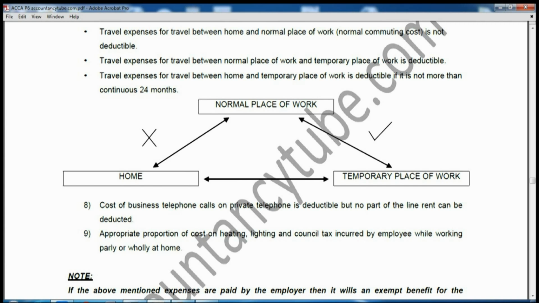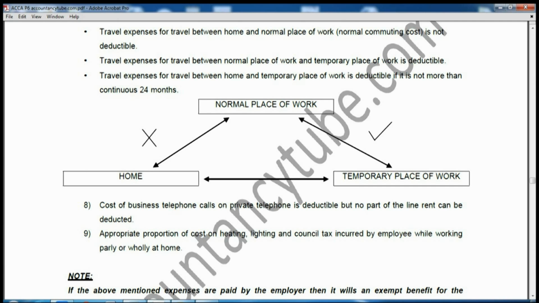Now underneath that, where the small arrows are, I showed you how to remember it. From home to normal place of work, it shows you the cross, it is not deductible. Then from normal place of work to a temporary place of work, it is deductible. Then from home to temporary place of work, only if less than 24 months.